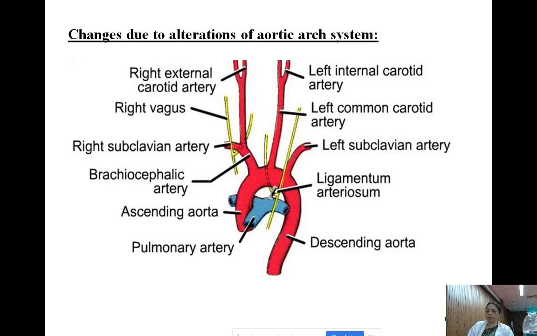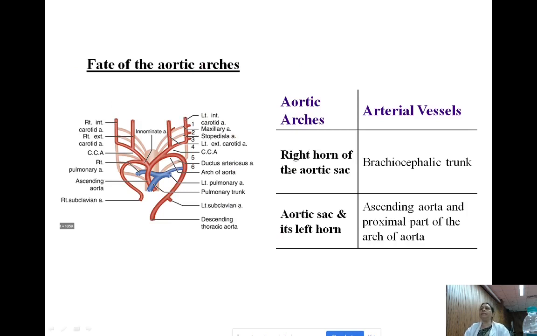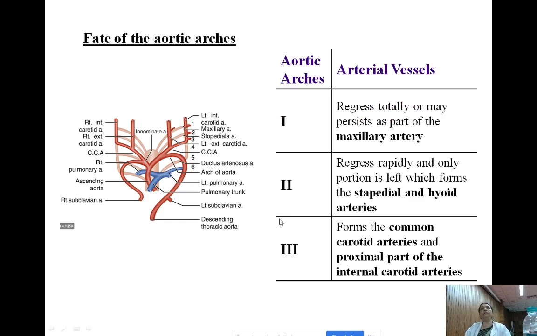Okay. Now we can just summarize it. The right horn of the aortic sac will form the brachiocephalic trunk. The left horn of the aortic sac and the aortic sac itself will form the ascending aorta and the proximal part of the arch of the aorta. Then, the first and second aortic arches both disappear by the 29th day of intrauterine life, and they persist only as the maxillary artery from the first arch, and the stapedial and hyoid arteries from the second arch.